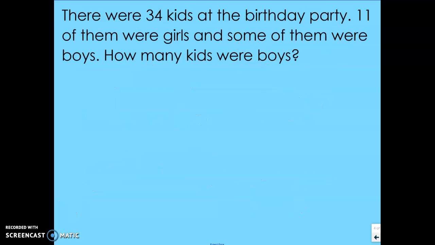Let's try one that's a little harder. There were 34 kids at the birthday party. 11 of them were girls, and some of them were boys. How many of the kids were boys?